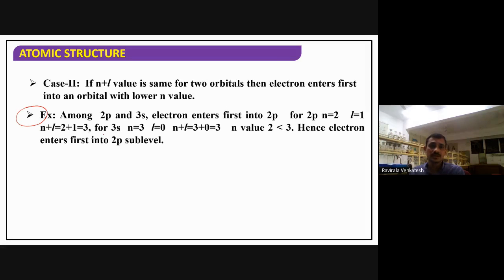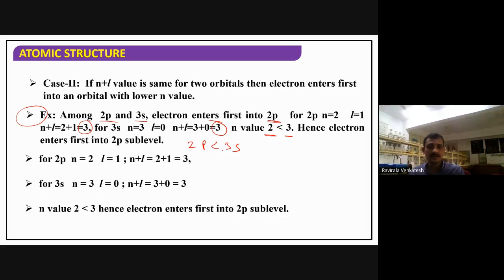Observe this one: 2p and 3s. For 2p, the n plus l value is 3. For 3s, the n plus l value is 3. Both have 3 only. Now, the n value for 2p is 2. The n value for 3s is 3. Therefore, we can write 2p is lesser than 3s. In this way, we can easily solve all these problems.